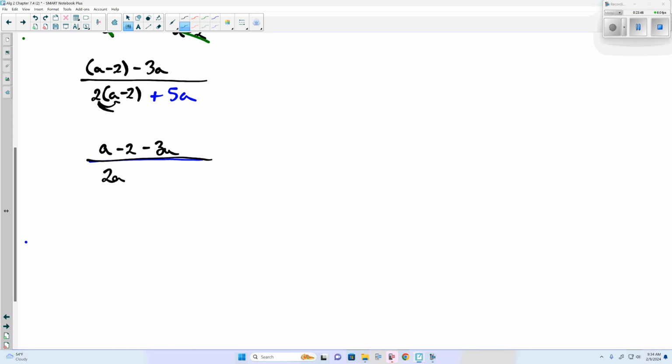2 times a is 2a. 2 times negative 2 is negative 4 plus 5a. Combine like terms, a minus 3a is negative 2a minus 2. The denominator, 2a plus 5a is 7a minus 4.